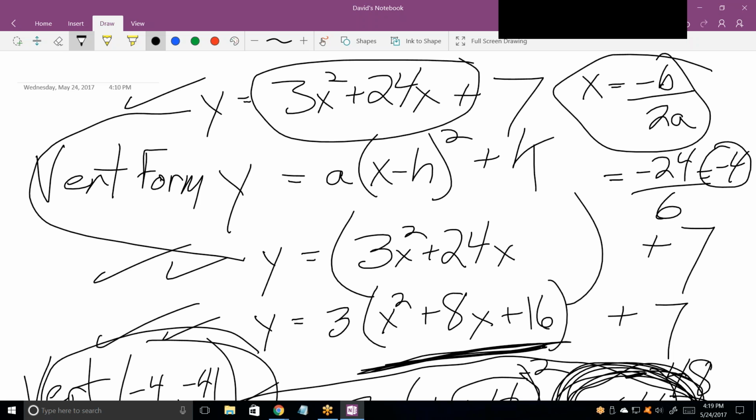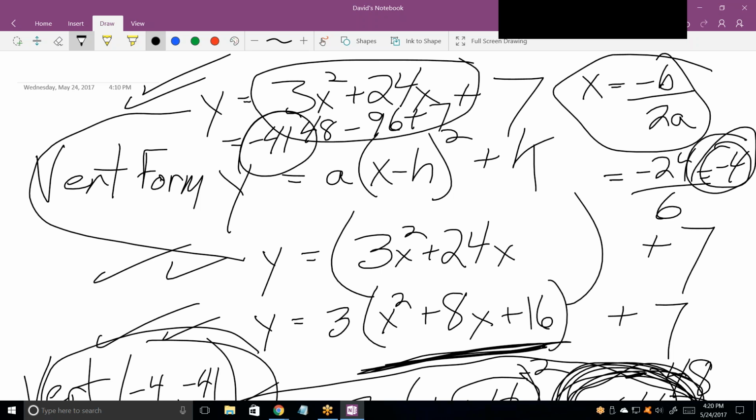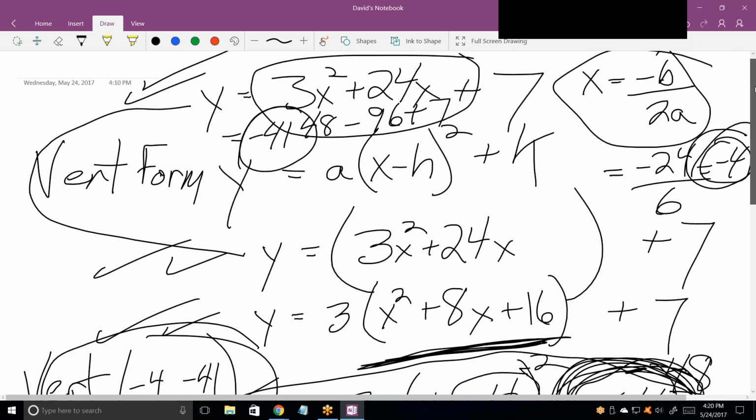If you want to get the y coordinate, you got to plug in minus 4 into the equation and figure out what you get. Well, you get 3 times 16, 48, minus 96 plus 7. So maybe it would take around the same amount of time in this scenario. Not necessarily. I can come up with that pretty quickly. That's minus 48 plus 7. That's minus 41. So I figured out the x-coordinate and the y-coordinate probably in half the time that it took me to do it by putting it into vertex format.